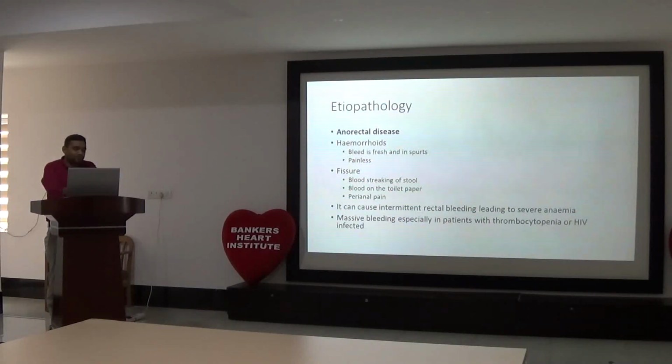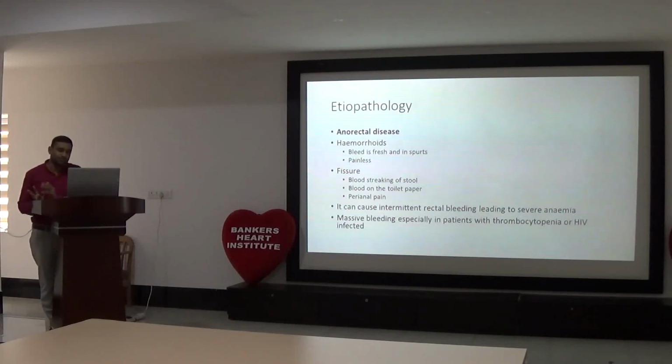First we will start from what is common in day-to-day practice. Anorectal disease, the two most common being hemorrhoid and fissure. The basic difference between these is that hemorrhoids are painless, and in fissure there is perianal pain. Another difference is that in hemorrhoid the blood will be fresh with spotting, whereas in fissure there will be only streaking of the stool. Also in fissure there can be blood on the toilet paper.